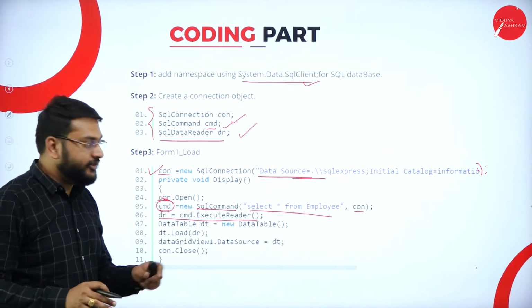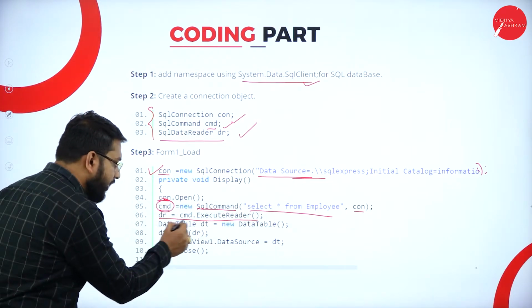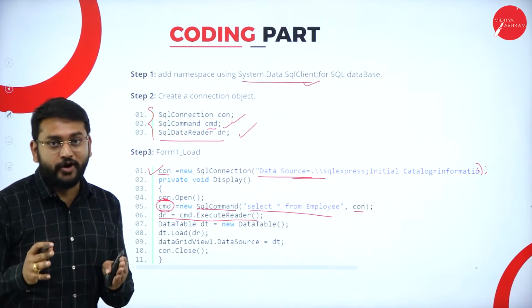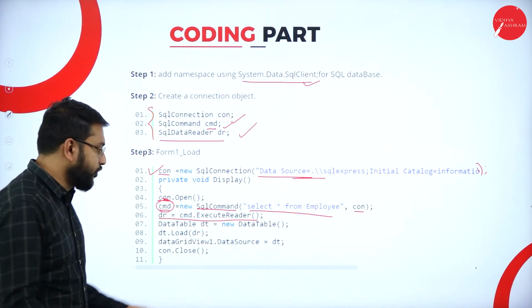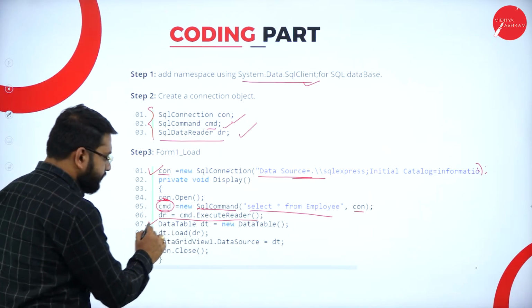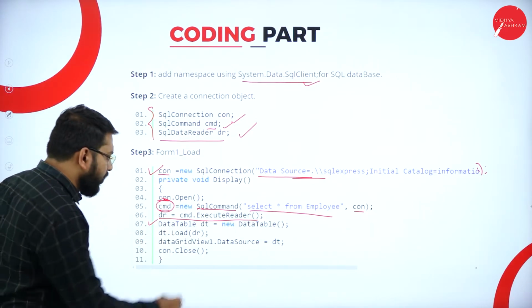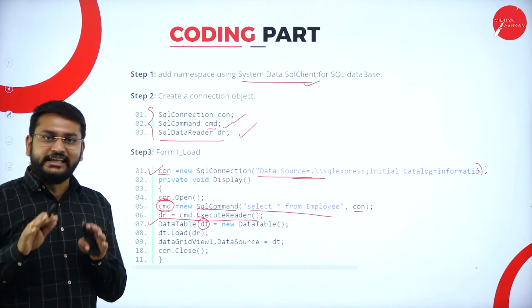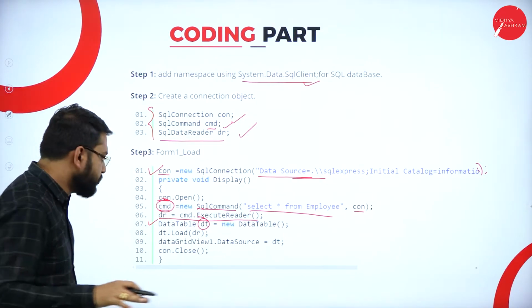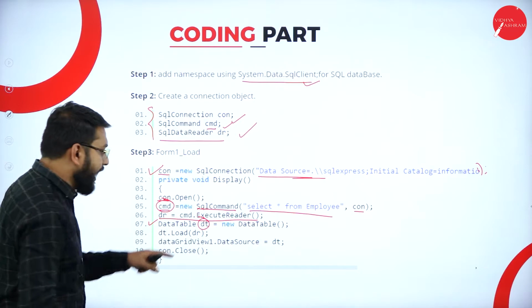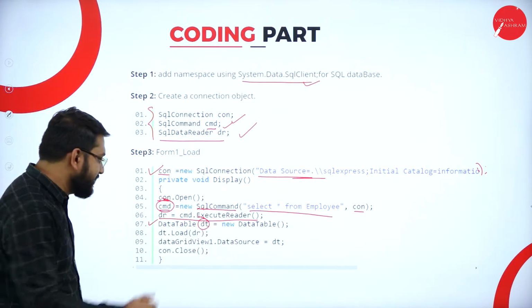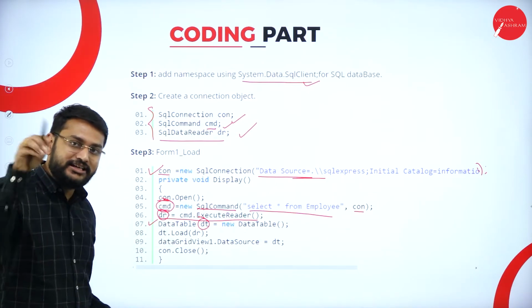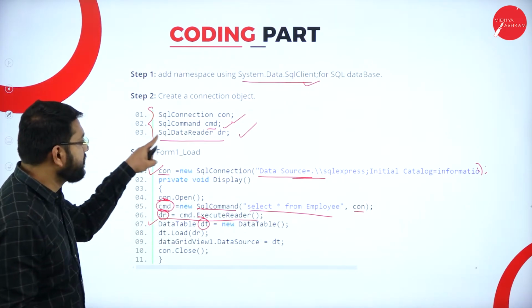CMD.execute reader. Whatever I have here, I will execute with the help of this execute reader, is what you need to remember. After that, what happens once the query is executed? In this row, I'm creating the object for the data table as DT. Virtually, it will create the table. The data I have executed, the result, is stored in this DR. That's why I call it a data reader.